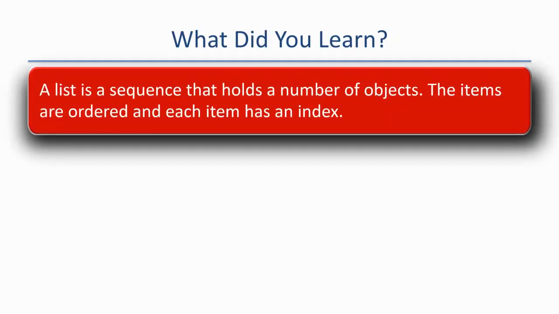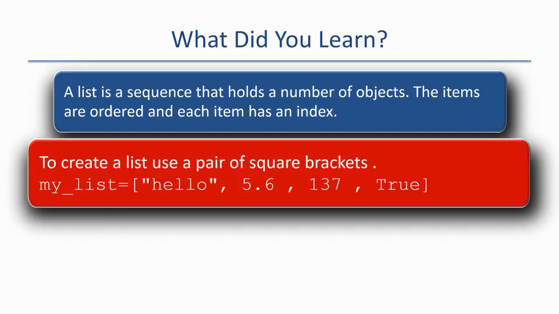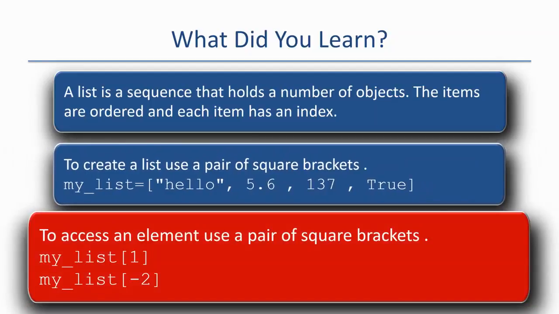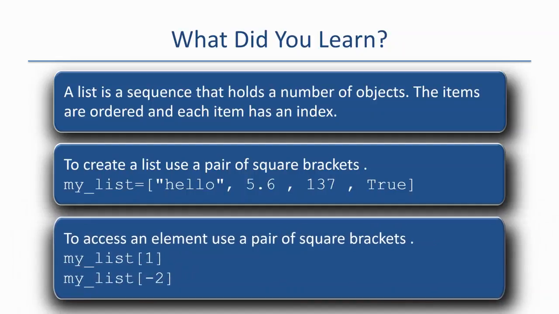So what did you learn? You learned that a list is a sequence that holds a number of objects. The items are ordered and each item has an index. You also learned that to create a list you use a pair of square brackets, separate the items by commas, and then assign it to a variable name or an identifier. And you learned that you can access elements by using a pair of square brackets, either positive indexes or negative indexes. There are many more operations which can be performed on lists, and I will talk about those operations in future lessons.